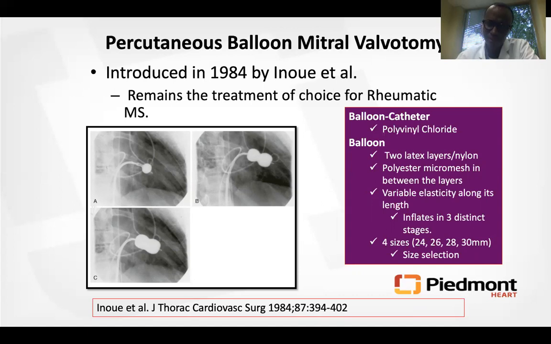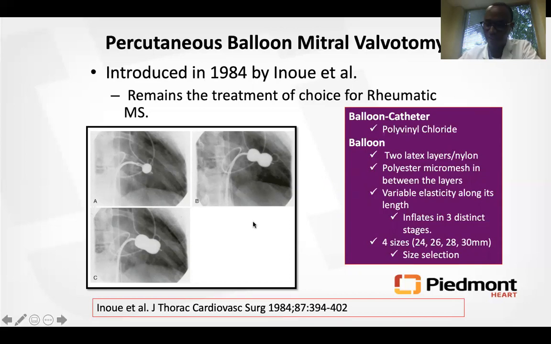Like I said, this was initially introduced in 1984 by Dr. Inoue. To my knowledge, Dr. Inoue was recently in Ethiopia. He's from Japan. So it is my understanding that this procedure is done in some parts of Ethiopia, and it's a very successful and mature procedure. The catheter that is used is a transvenous catheter, and it's a transseptal procedure.